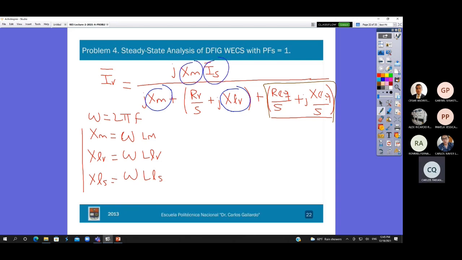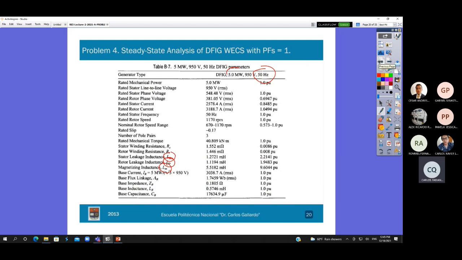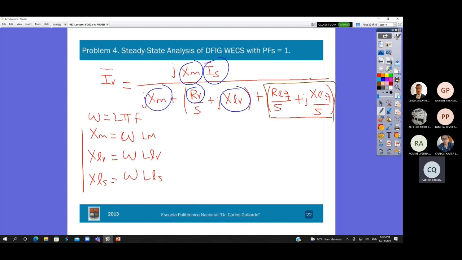We have already computed the stator current. Now the rotor resistance. Let's go back. What is the value of the rotor resistance? So I will have this value. Okay, so for the slip, we have here the rated slip. This is the rated slip, but I need to compute the new slip because I have a new operating point.